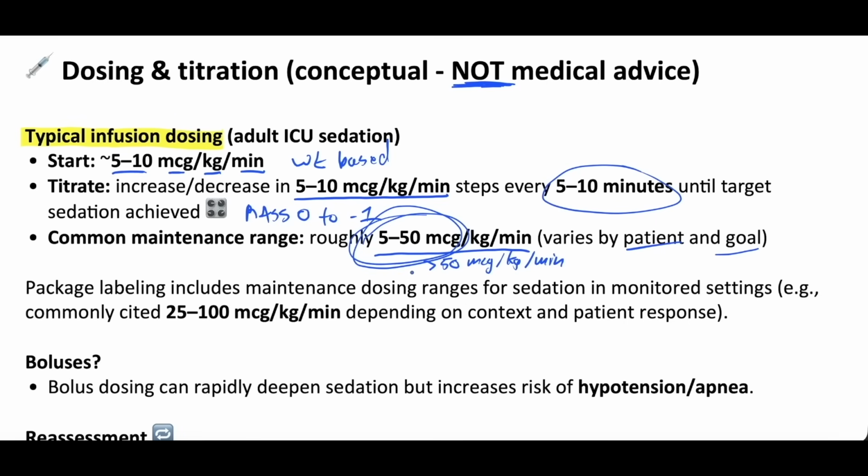but this is a nice kind of rough range of where these patients often end up. The packaging label at times, depending on what you're looking at, has anywhere from 25 to 100 micrograms per kilogram per minute, but we're going to cross that out and go with what we wrote above. Okay, so boluses, we just wanted to kind of shout this out.